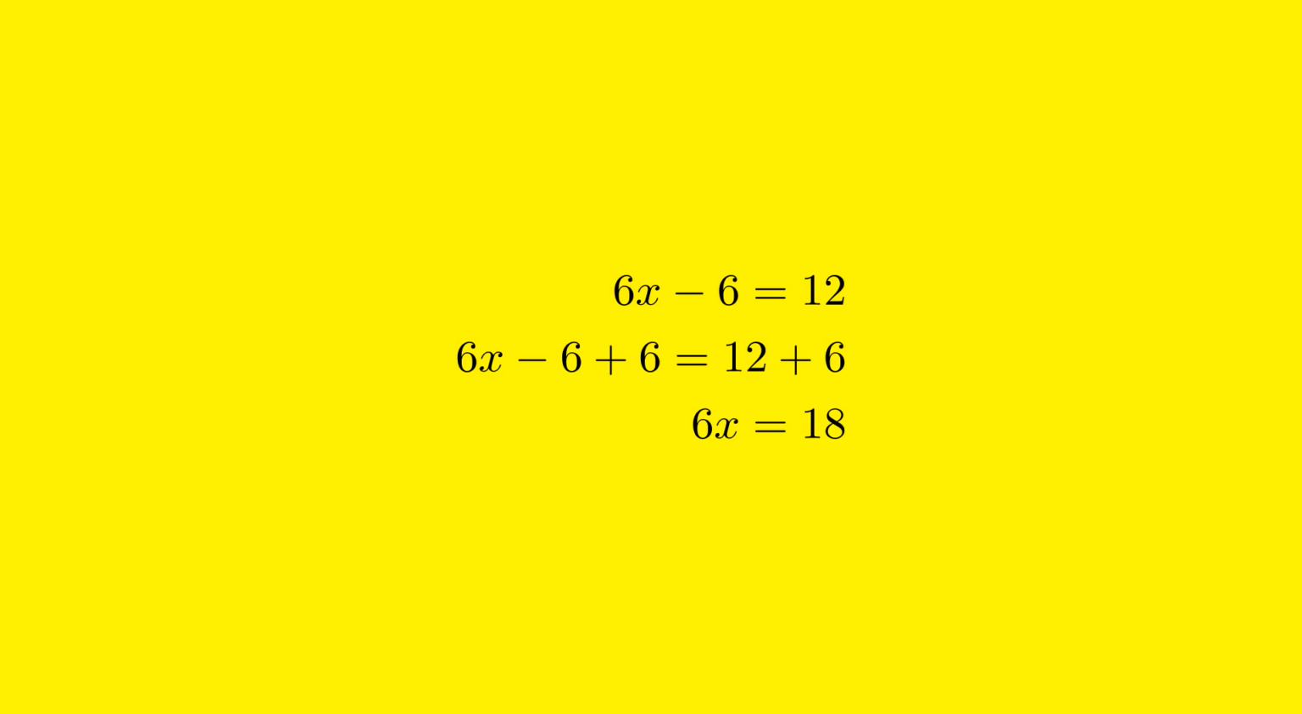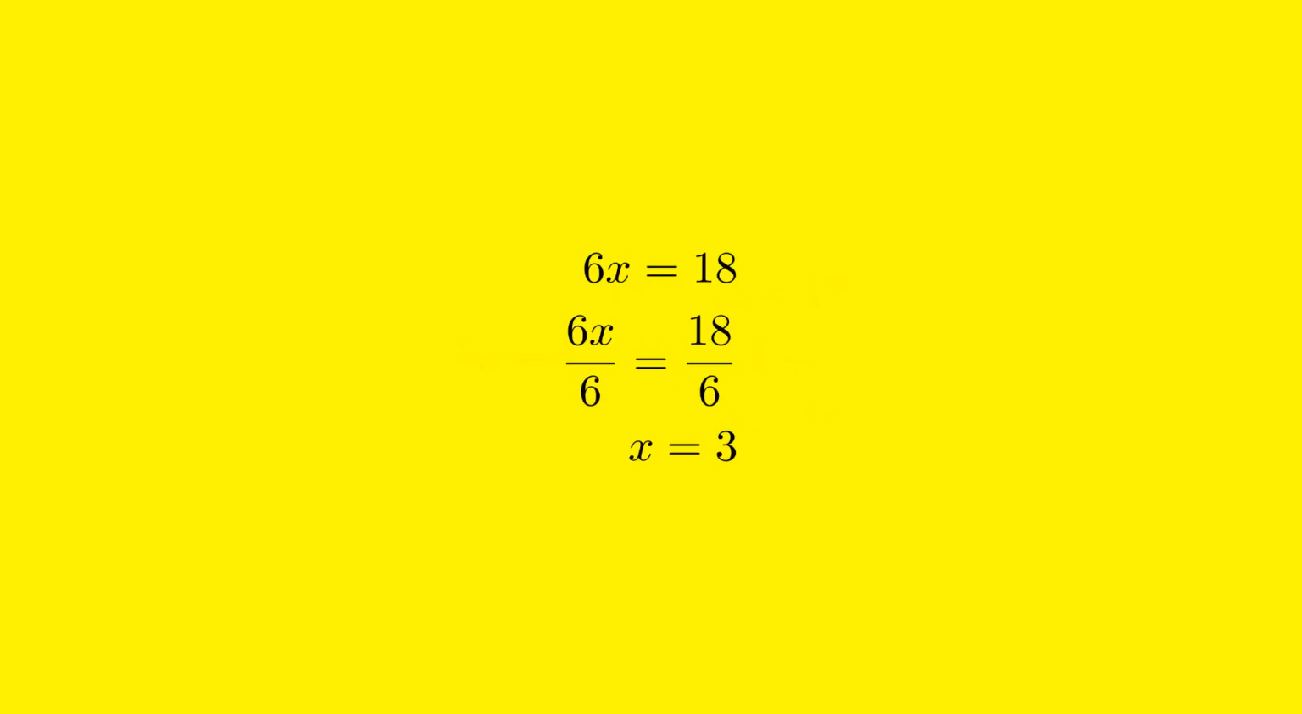On the left side, subtracting 6 and then adding 6 cancels out the minus 6, leaving us with just 6x. On the right side, we have 12 plus 6, which equals 18. So after this step, the equation is simplified to 6x equals 18. Adding 6 to both sides helps us to isolate the term containing the variable x, bringing us a step closer to solving for x. This alteration is crucial because it prepares us to eventually solve for the value of x in the equation.